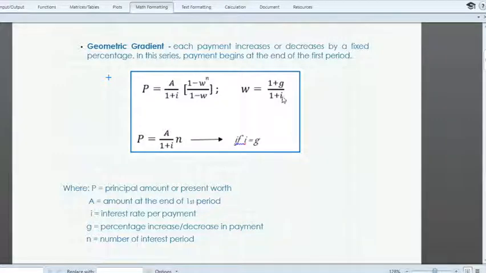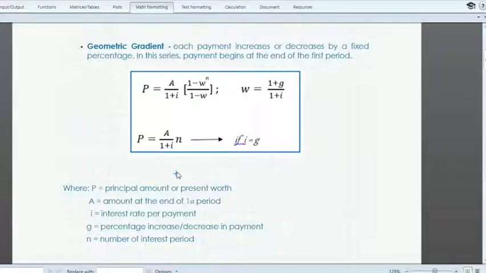So, si i is interest rate. Ano naman si g? Si g yung percentage increase or decrease. Yung example natin kanina, yung 10% na itinataas ng value or ibinababa ng value. Yun yung value ni g. Okay? Pero kapag daw naman yung interest rate mo at yung percentage increase or decrease ay equal, ang formula mo na lamang is A over (1 plus i) times n. Okay? So ito, kung mapapansin nyo naman, present worth lang ang meron tayong formula for geometric gradient.